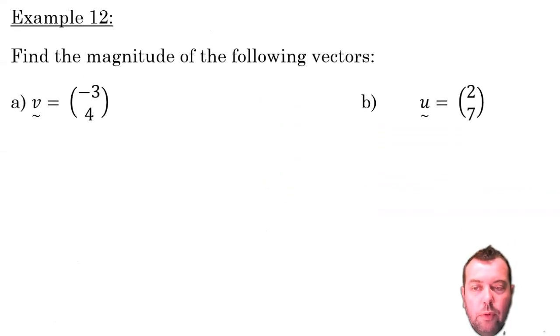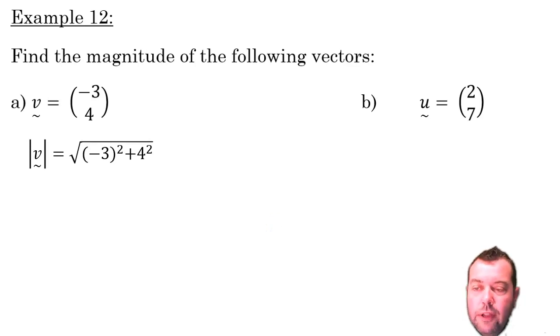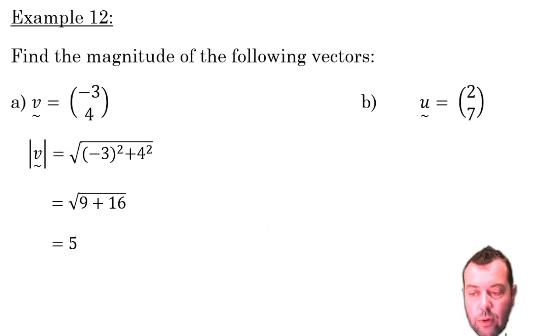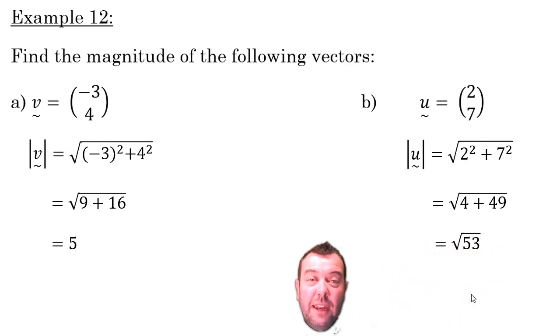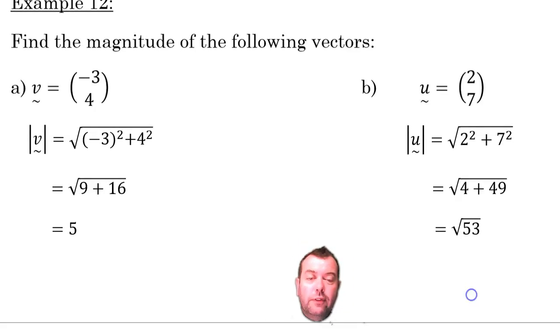Okay. So we've got some examples here. Find the magnitude of these vectors. The magnitude of v is the square root of negative 3 squared plus 4 squared, which is of course 9 plus 16 adds to 25. The square root of 25 is 5. Now we could say plus or minus 5, but magnitude, no direction, only the positive answer. Similarly, the magnitude of u is the square root of 2 squared plus 7 squared, which is square root of 53. Am I going to do anything with that? Nope. That's the magnitude of u. That's finding the magnitude.